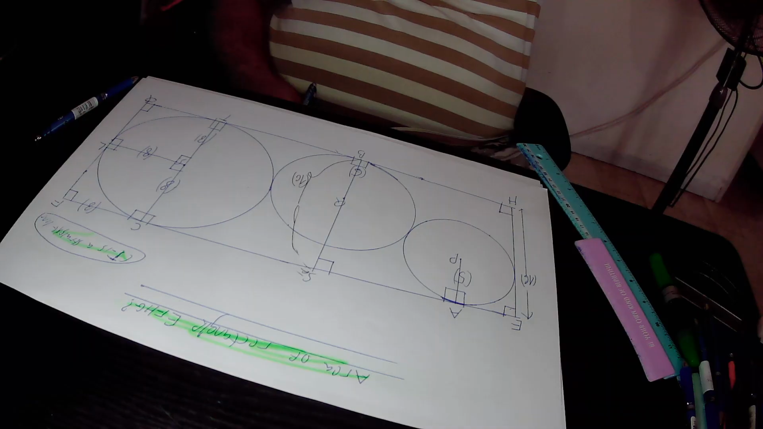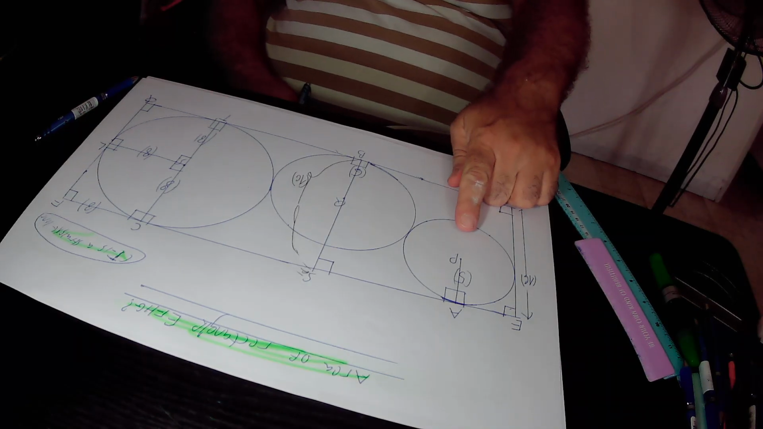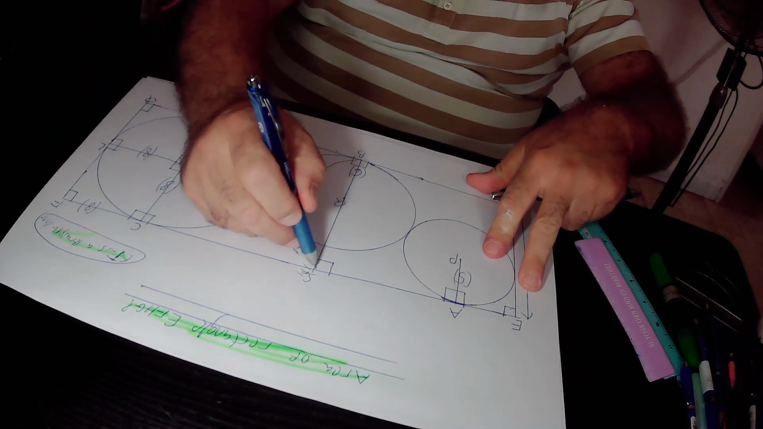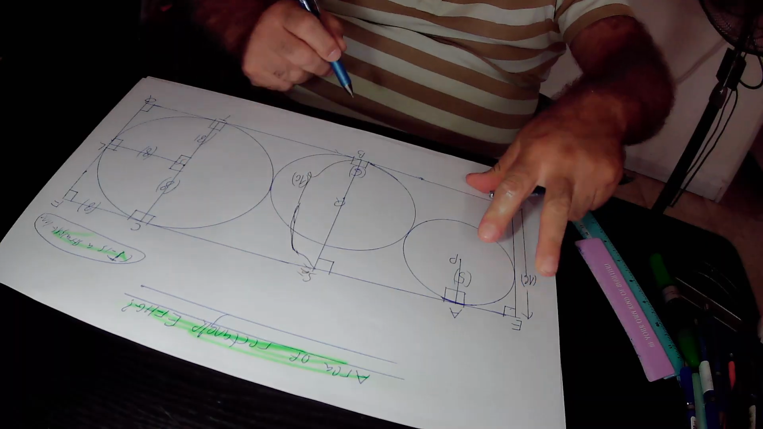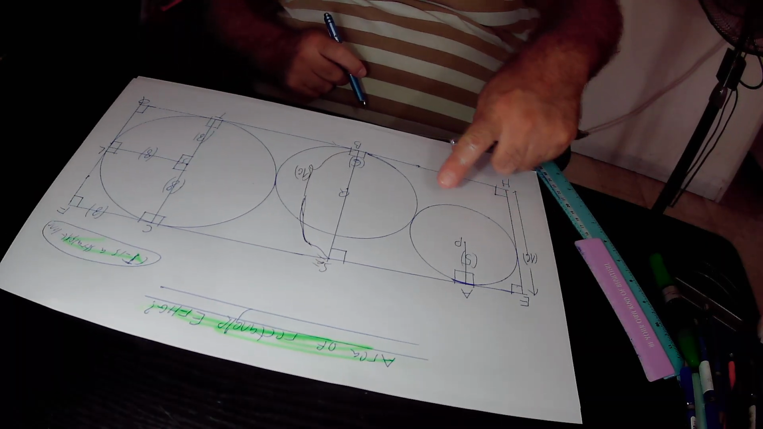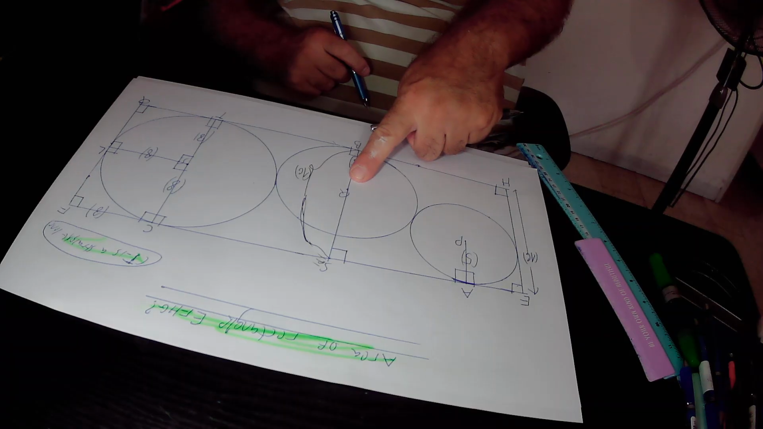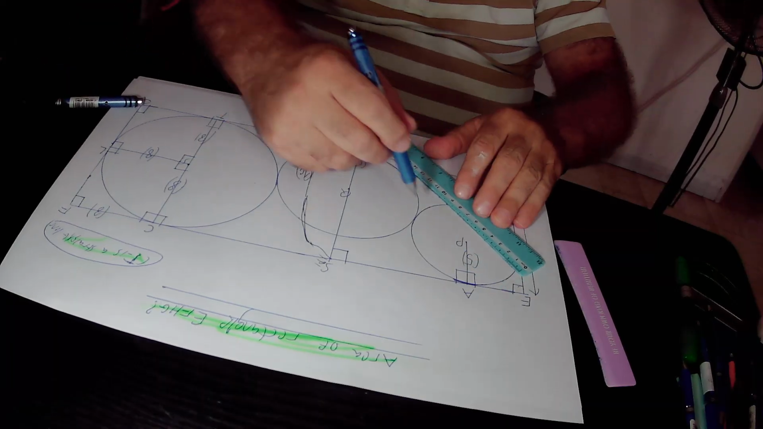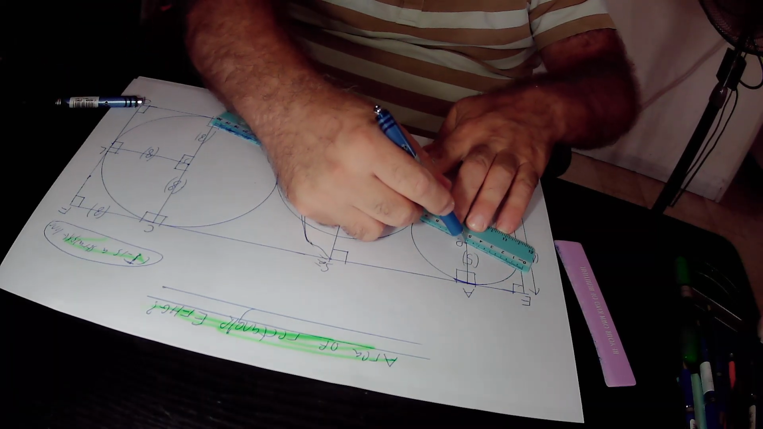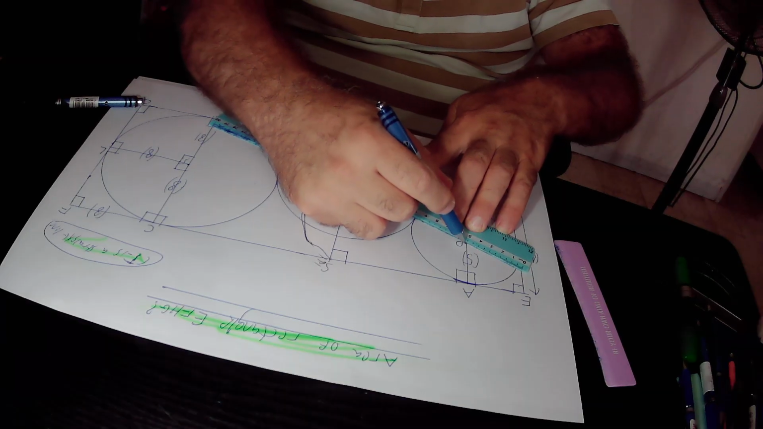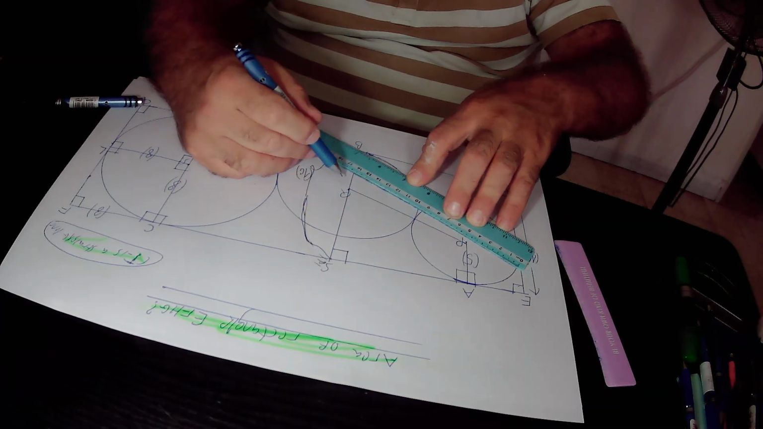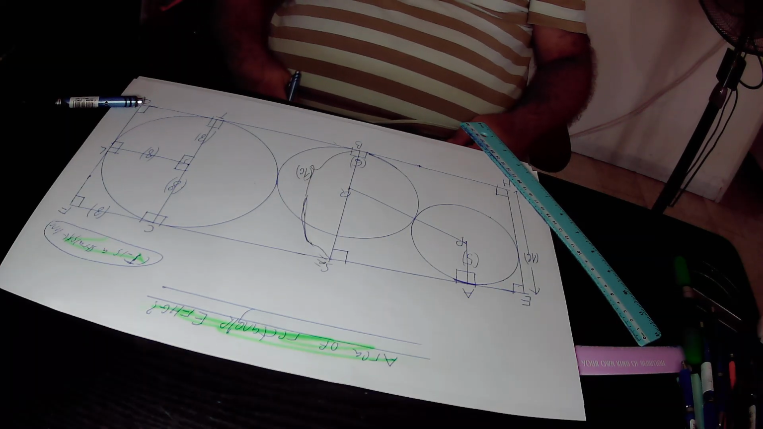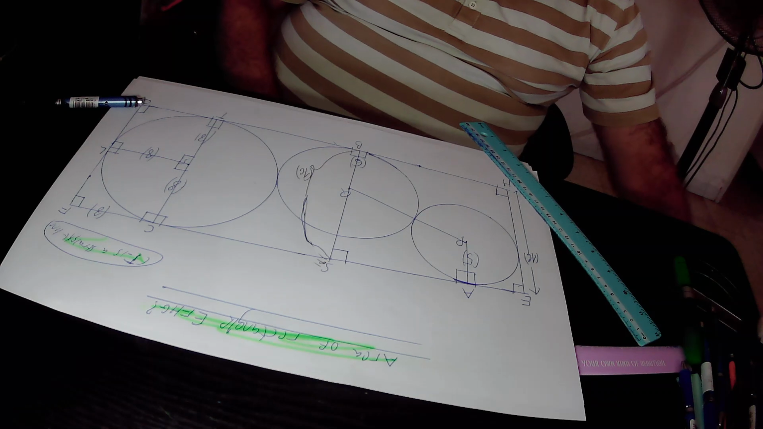In the next step, we'll join points P and Q together by a straight line. Point P is the center of this small circle, point Q is the center of this medium circle. Here we can implement rule 10. You can click on rule 10.